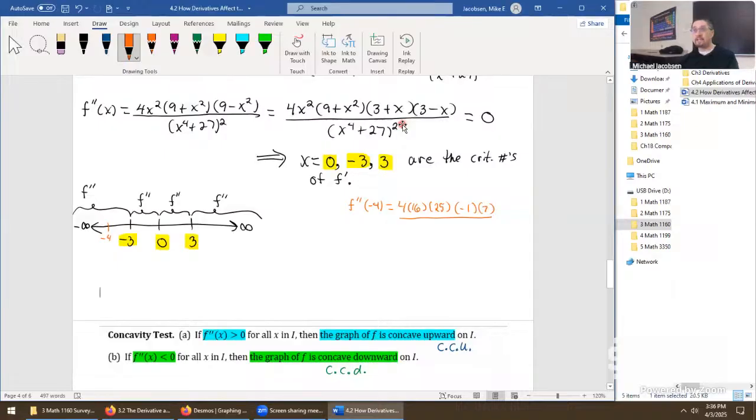The power 2 here says the denominator is always positive. But just for the sake of showing it, let's throw in the value of -4. -4 plus 27 squared. Everything here is positive, except that one factor. One negative sign means the whole result is negative altogether. So we can come back here and say, this one is negative. So on the entire interval from -infinity to -3, concave down.